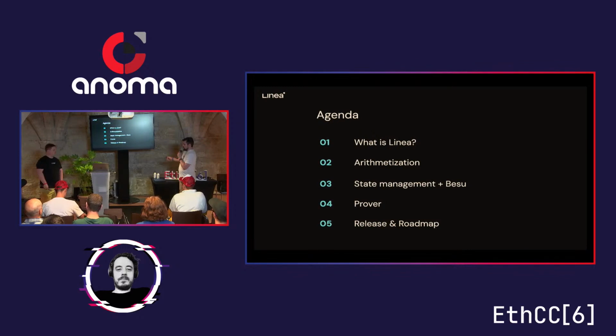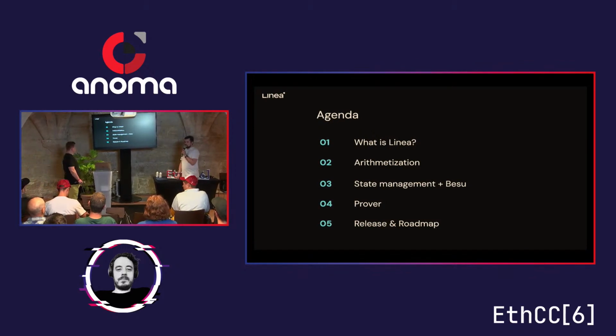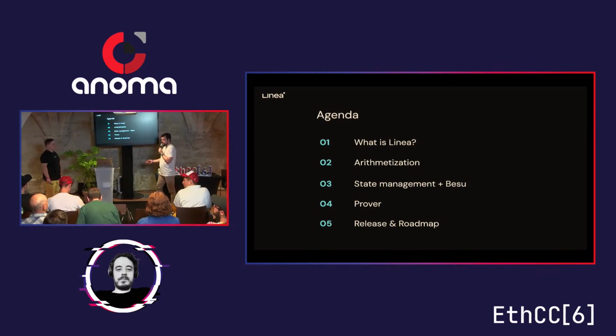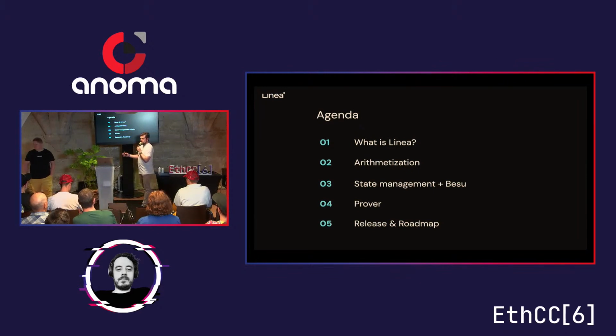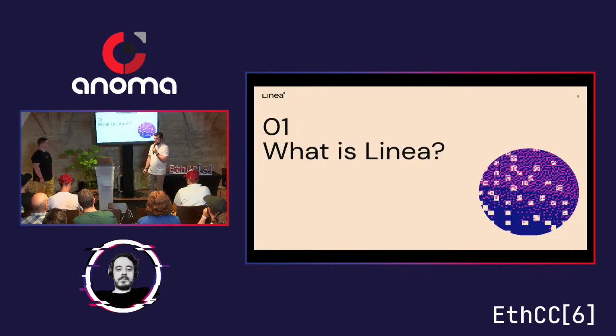So here is a basic plan of the presentation. First we will tell you what is Linea. Then we will detail the three main technical components of Linea, so the arithmetization, the state management, and the prover. And finally, we will give you some info regarding the release and the coming roadmap of the Linea product by Consensus. So let us start with what is Linea.